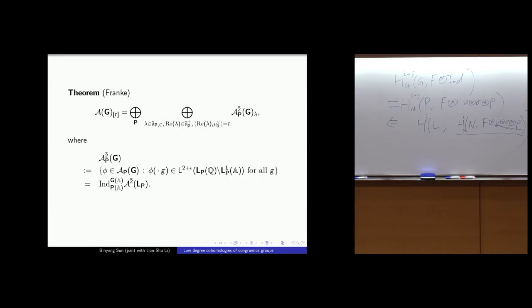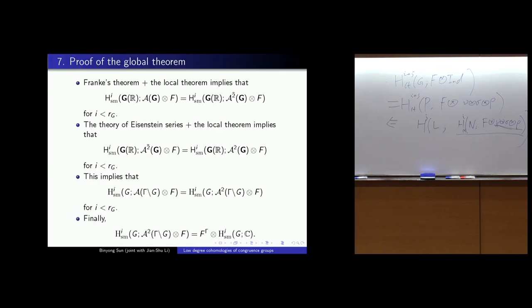Okay. This is a point. Now we can tell you the idea of the proof. So use Frenkel's filtration and the local theorem. This implies the smooth cohomology of this automorphic form tensor F. We know this guy. This smooth cohomology equals the smooth cohomology of only this almost square integrable automorphic form, this part.